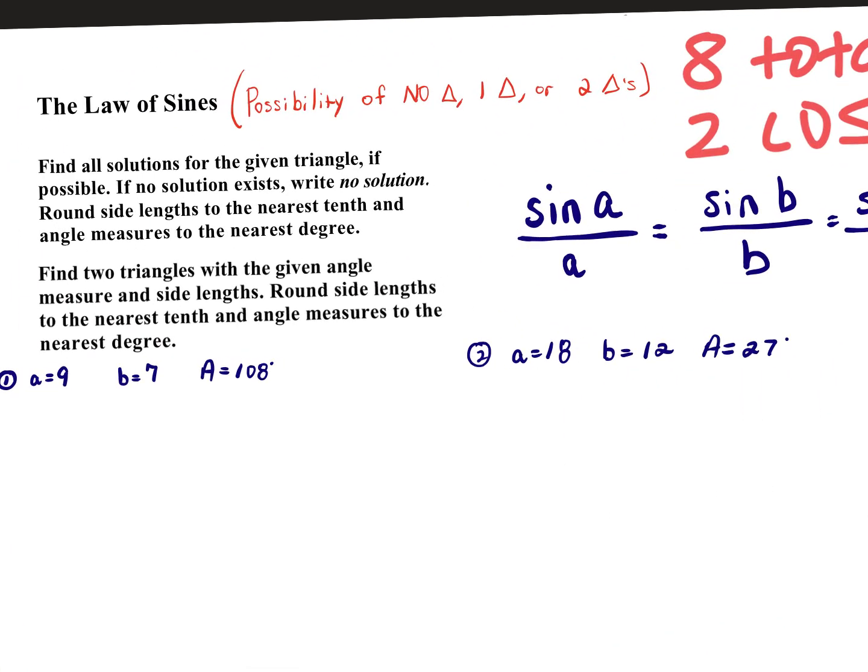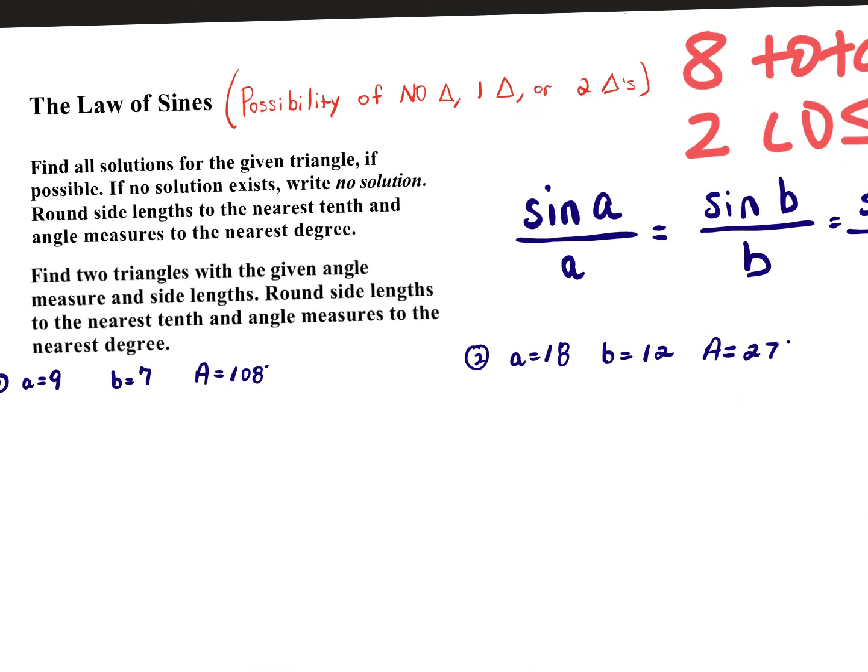Now, guys, possibility of no triangle, 1 triangle, 2 triangles, right? That is a possibility for our law of sines problems. So make sure if you get an error in your calculator, what does that tell you? No triangle. We're going to do an example here where we have 1 triangle. We'll do an example where we have no triangle. No, we'll do an example where we have 2 because that's a little harder to do.